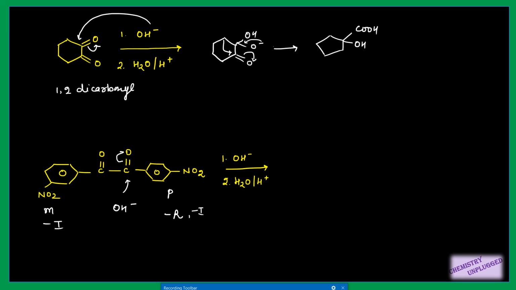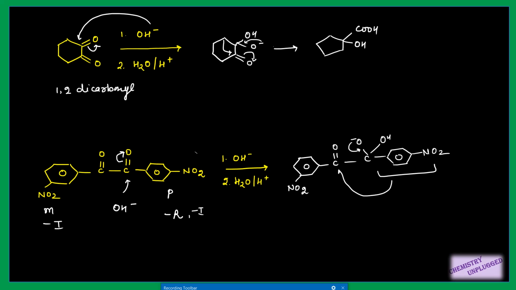The rest you can easily do. This bond will shift here, right? And when it comes back, this ring has to migrate to this carbon. When it comes back to its position, this ring has to migrate to this carbon and this bond will shift, right? You can easily do this one.